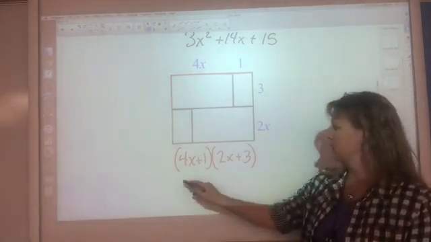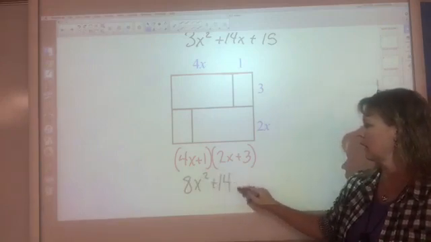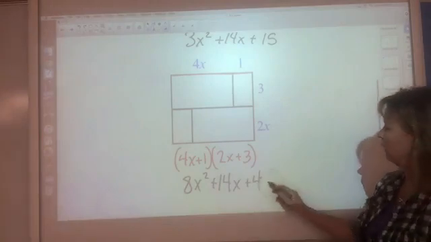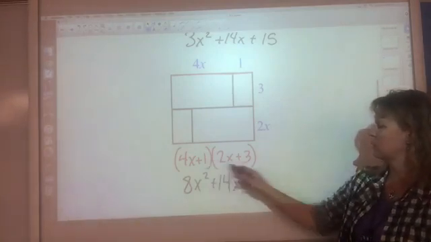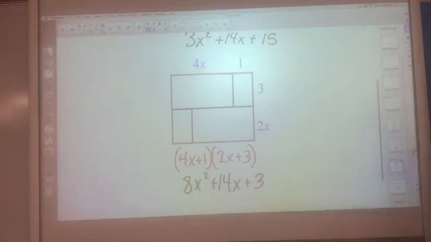Your final answer should be 8x squared plus 14x plus 4. Nope, not plus 4. I did the same mistake that too many students do. 1 times 3 is 3. If that's not what you got, go back and check it over. Try it again.